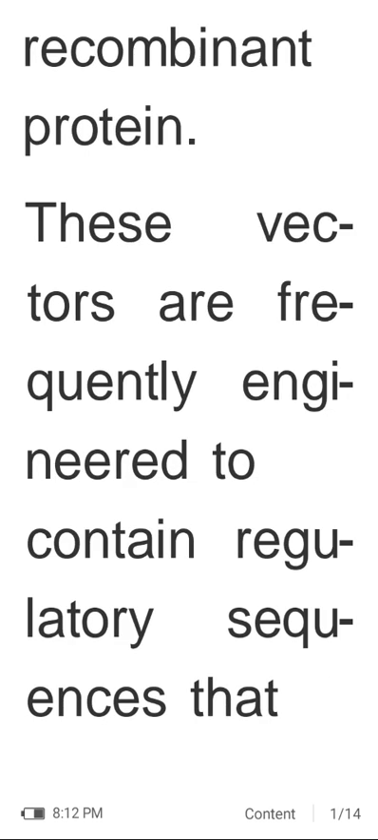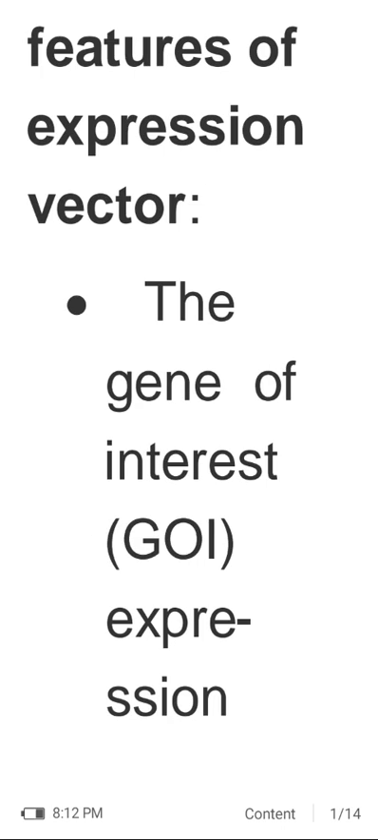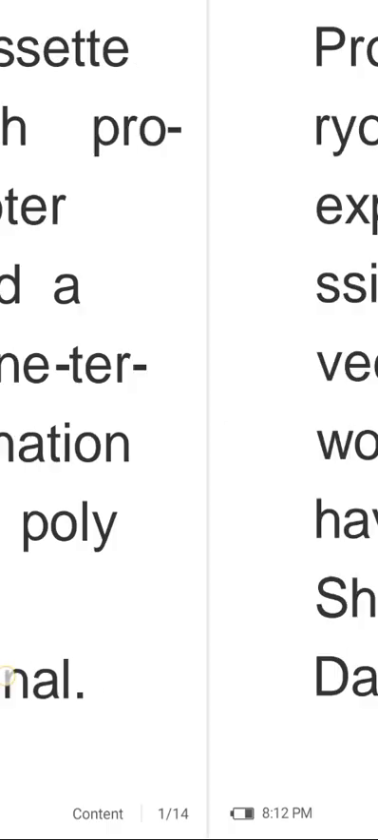These vectors are frequently engineered to maintain regulatory sequences that act as promoters or enhancer regions and lead to efficient transcription of the insert gene. And essential features of expression vectors: the gene of interest, which is shortly represented with the acronym GOI, expressed with a promoter and a gene termination or poly A signal.